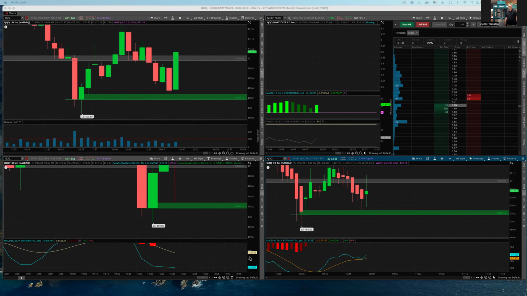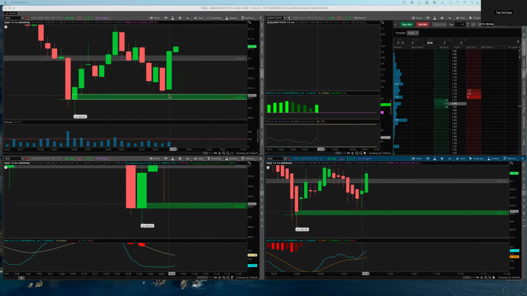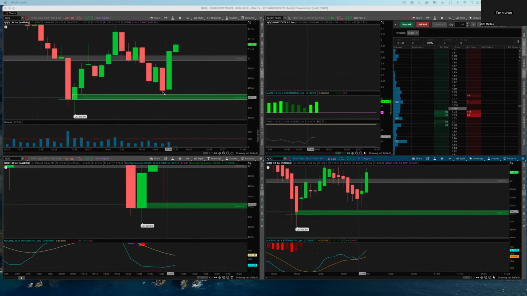Wow, there's a couple zigzags right in a row there, four candles in a row. But here's another example. See how price came right down to the zone and reversed.